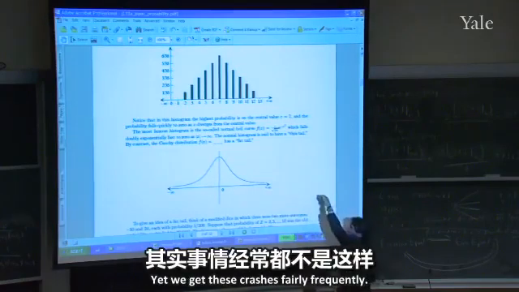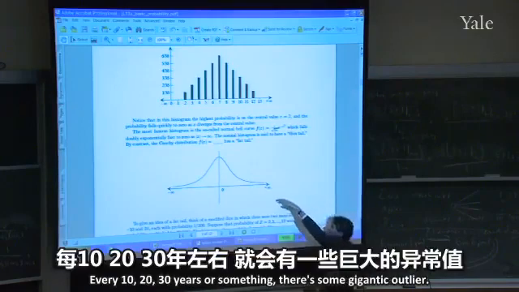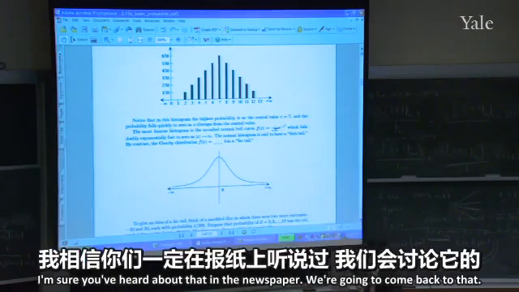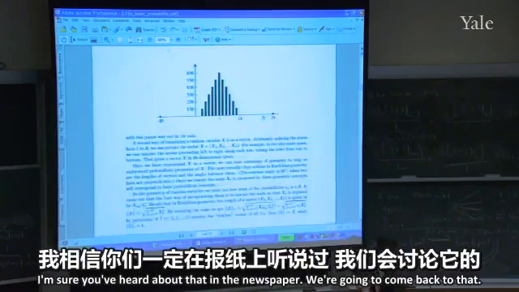Yet we get these crashes fairly frequently, every 10, 20, or 30 years or so, there's some gigantic outlier. So clearly things can't be normally distributed, and that's called fat tails. I'm sure you've heard about that in the newspaper, and we're going to come back to that.